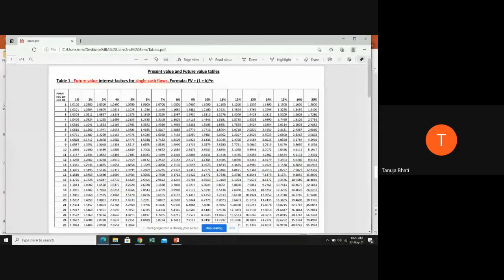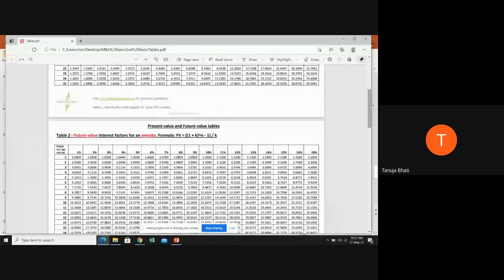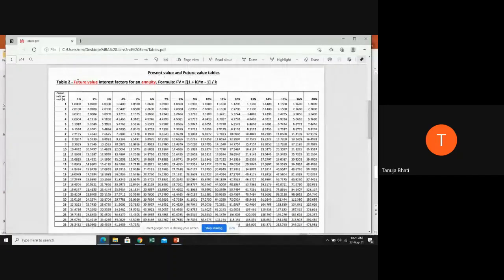Okay. See here. Table number 1 is for single cash flow. But students, is annuity a single cash flow? No. Annuity is a series of cash flow which is having an equal cash flow, means multiple equal cash flows. So obviously table number 1 we are not going to use. Next, let us go to table number 2. Table number 2 is to calculate the future value of an annuity. So yes, students, we are going to use table number 2 because we are going to calculate the future value of an annuity.